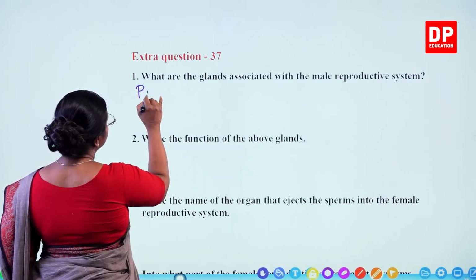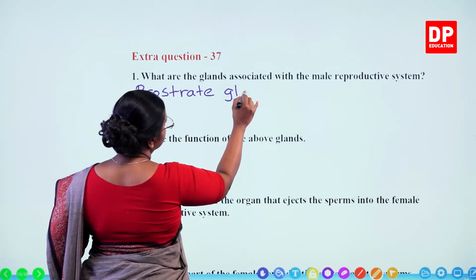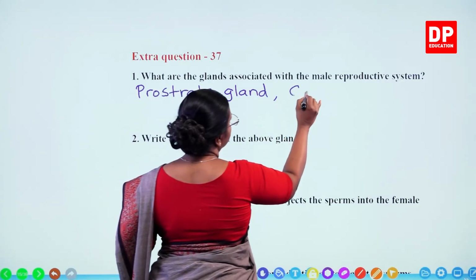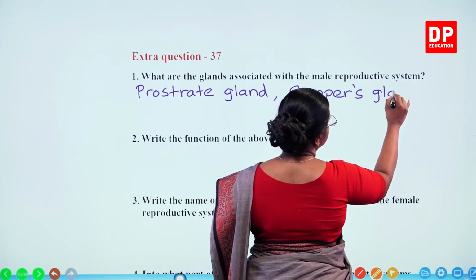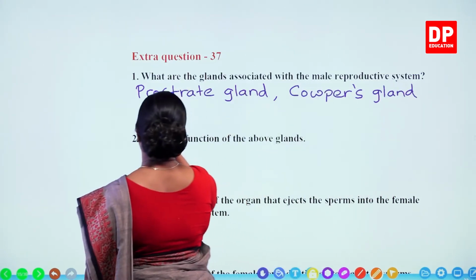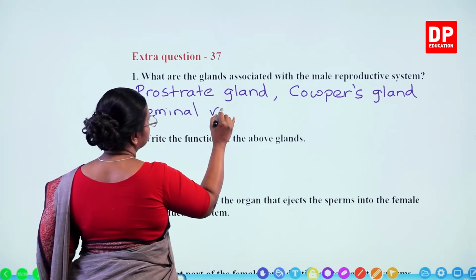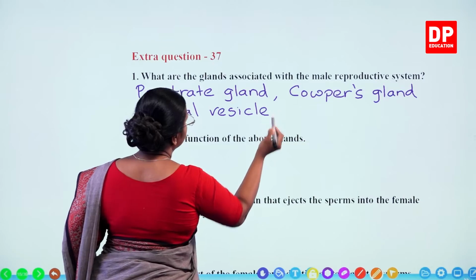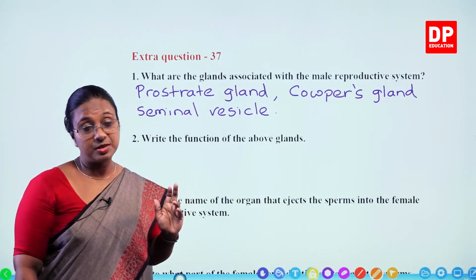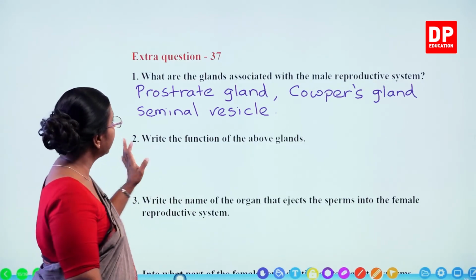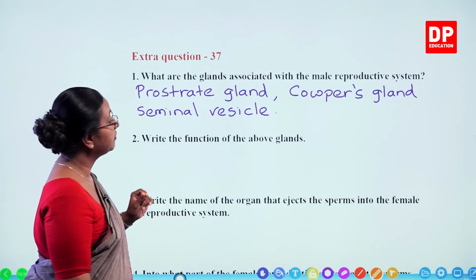So we have the prostate gland, Cowper's gland, and seminal vesicle. Students, you can also write it as pair of Cowper's gland and pair of seminal vesicle. That is also fine, but it is not a must. Then the next one, write the function of the above glands.